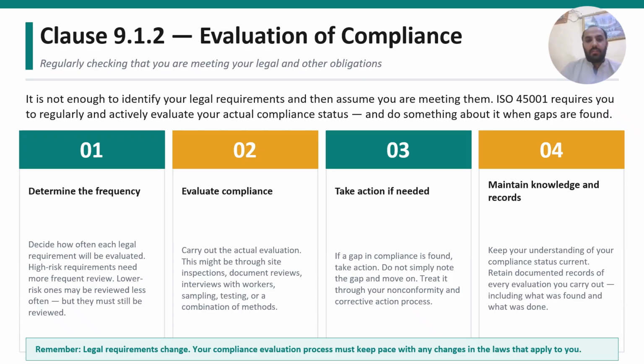The third step is to take action if a gap is found. If your evaluation reveals that you are not meeting a particular legal requirement, you do not simply note it and move on. You treat it formally, okay, through your non-conformity and corrective action process, which we will cover shortly in clause 10.